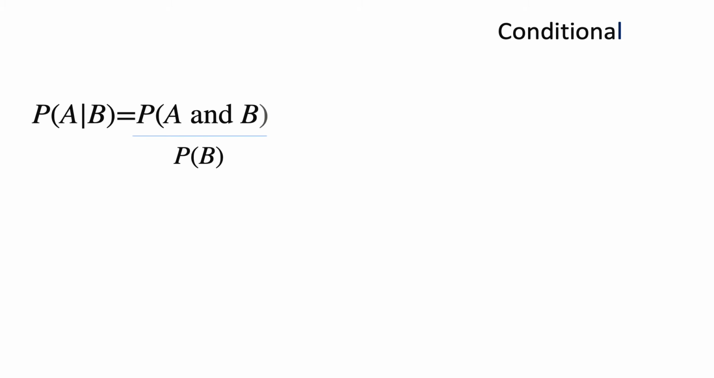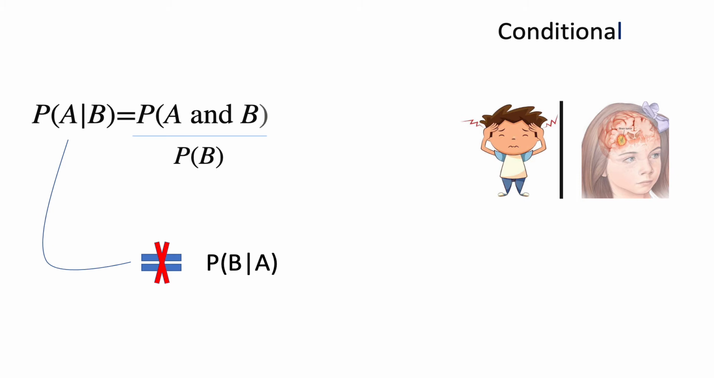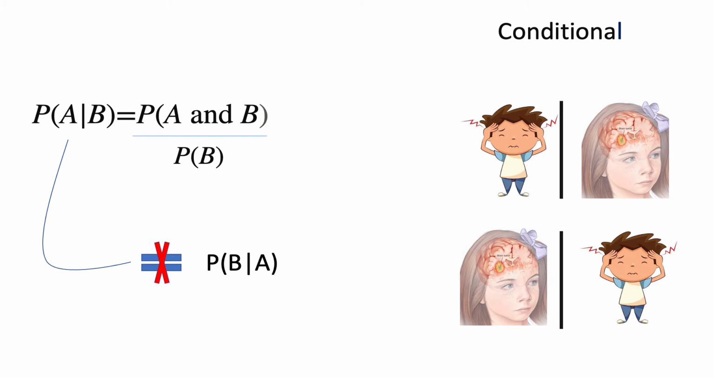This equation shows the calculation of conditional event. For example, what is the probability or the chance for a child to have headache if he has brain tumor? It is probability of headache and brain tumor divided by the probability of brain tumor. Just be careful that probability of A given B is not equal to probability of B given A. So the probability of having brain tumor in a child who has headache is different than the probability of having headache if the child has brain tumor.